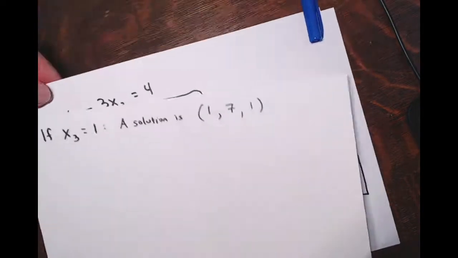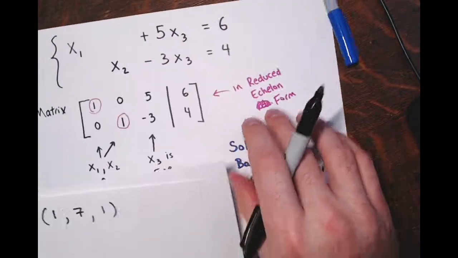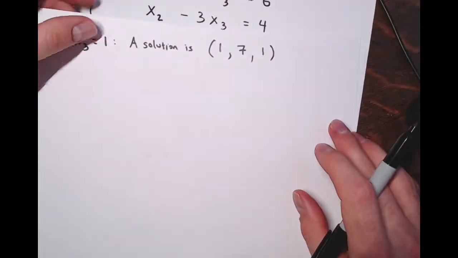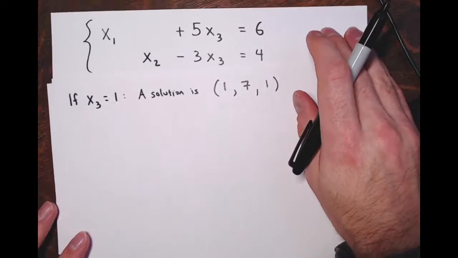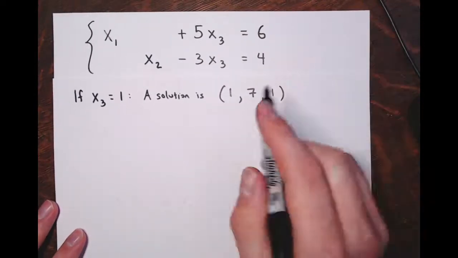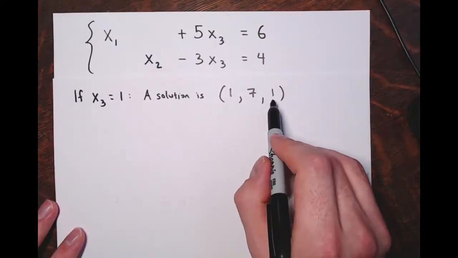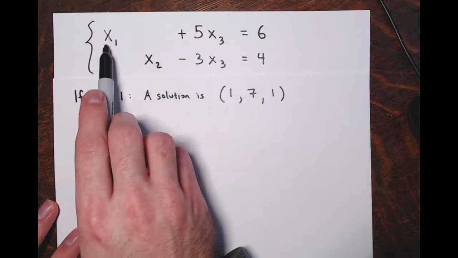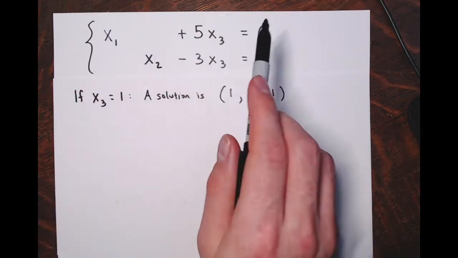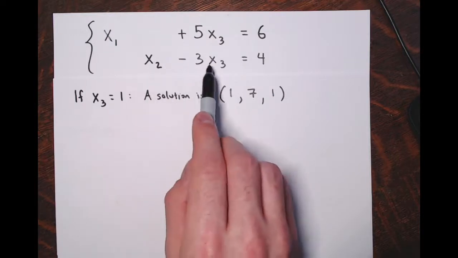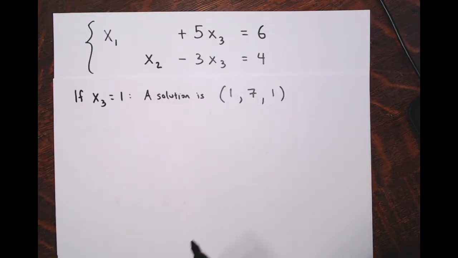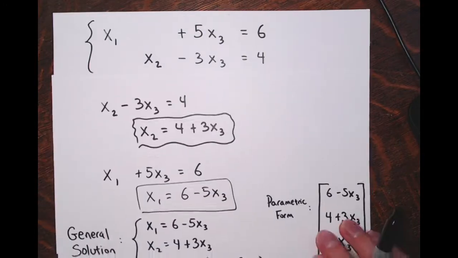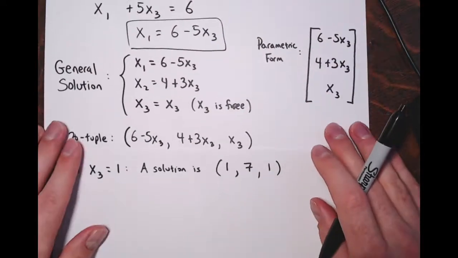Let's go back to the system here. All right, here was the system. Replace x1 with 1, x2 with 7, x3 with 1. If I do that, you'll have 1 plus 5 equals 6. That's true. And you'll have 7 minus 3 equals 4. That's also true. And that's just when x3 was 1. I can replace x3 with anything I want.